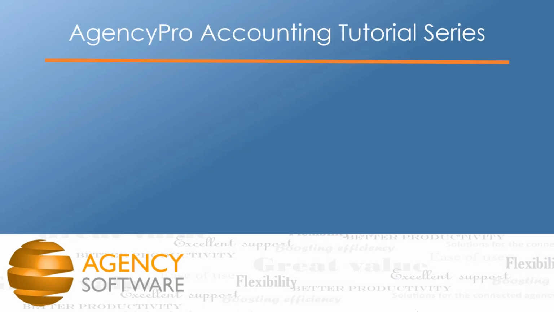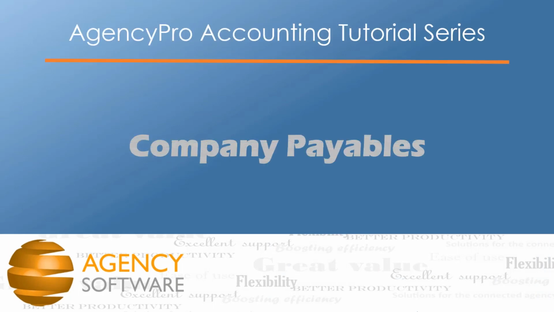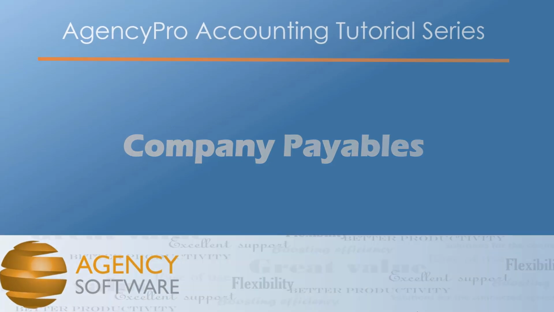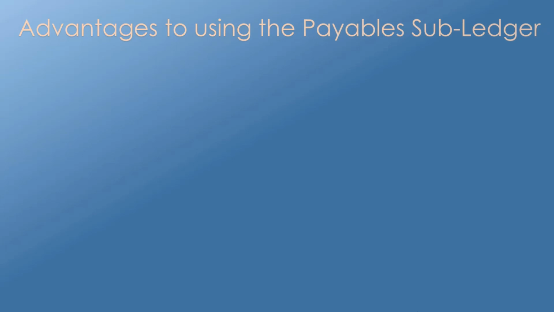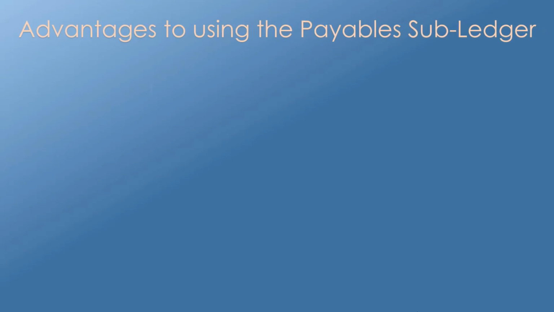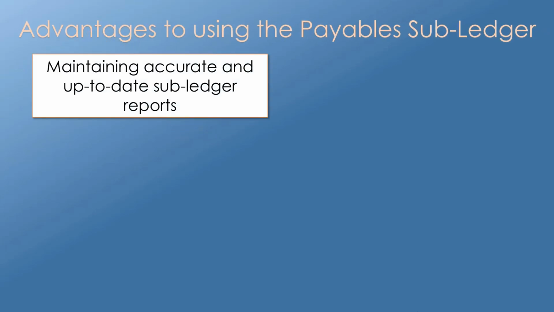Agency bill company payables are tracked through the payable ledger. To keep this ledger up to date, you need to utilize the ledger to make your payments. The advantages to using the payables ledger include getting an up-to-date company payables report showing your current payables due.